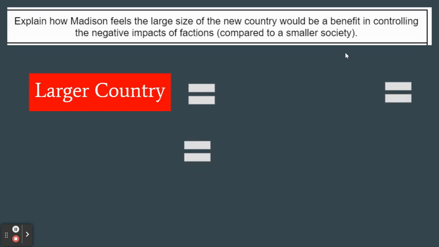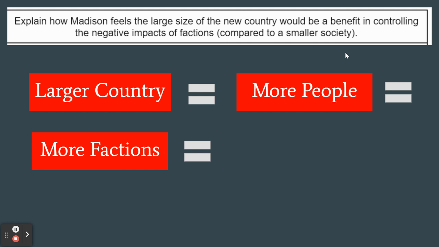The first is that he argued, right, that a larger country will help control the negative effects of groups compared to a much smaller country or smaller society. So this is his premise. His argument is a larger country equals more people. Just like playing the averages. In a bigger geographically sized country, you're just likely to have more people. If you have more people, you're much more likely to have more factions, lots of different groups, because lots of people think differently the more people you have.